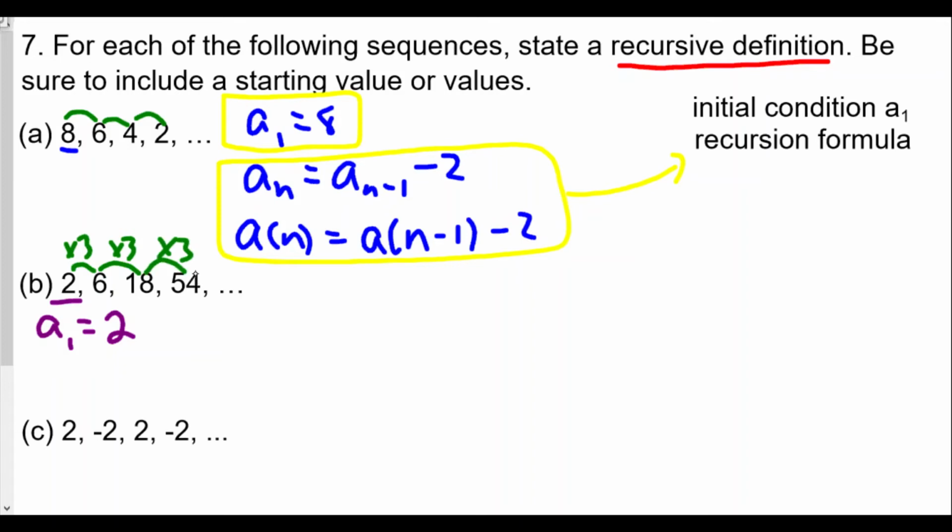So it looks like we're going to take the previous term. To find the second term, I multiply the first term by 3. To find the third term, I take the second term and multiply by 3. Therefore, we would say a of n equals 3 times a of n minus 1. And again, if you want to write it in this form too, almost like function notation, a of n. Just clean this up a little bit here.